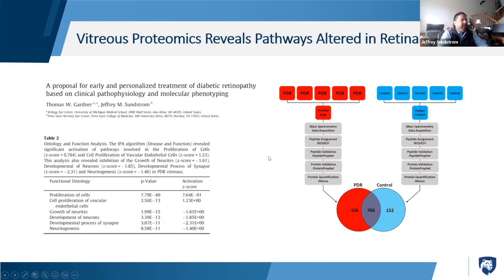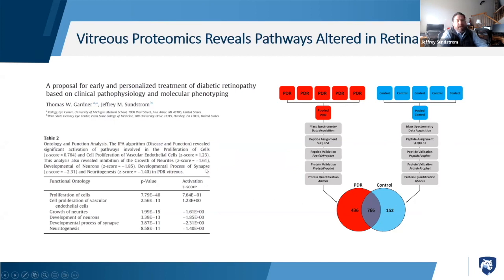Admittedly, this was a very simplistic study, but I wanted to test the hypothesis by doing unbiased proteomics on vitreous from patients with proliferative diabetic retinopathy, going through the workflow, and comparing that to control. At this point in time, mass spec-based proteomics was very expensive, so we pooled these samples. So I know it's not a large study. We were able to find about 1,000 proteins in both control and proliferative diabetic retinopathy.